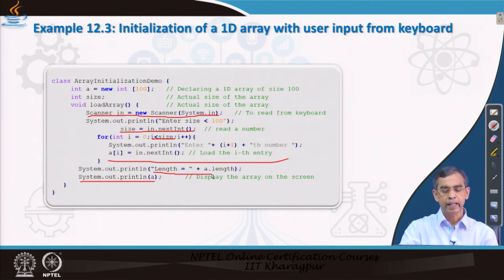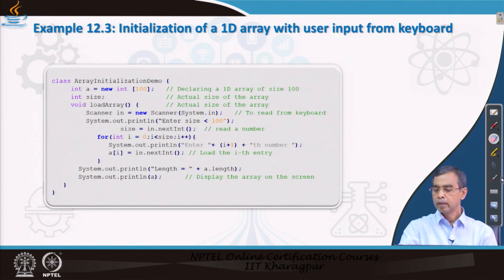Now, one thing: length. If you declare an array A, and the length of this array is 100, whatever size we have declared, that is the capacity of the array. But here the size we store is always less than 100, it should be 0 to 99. So, if we print A dot length, it will print 100, not the size, because it prints the capacity of the array. Okay, so this is an example that you can understand.